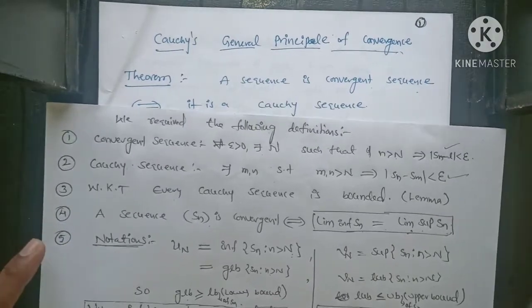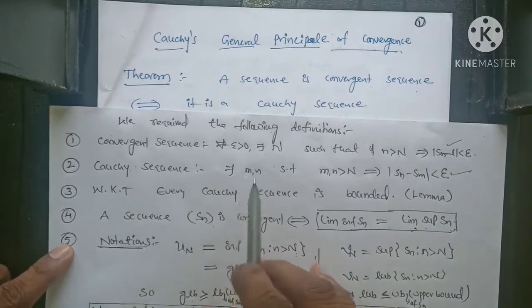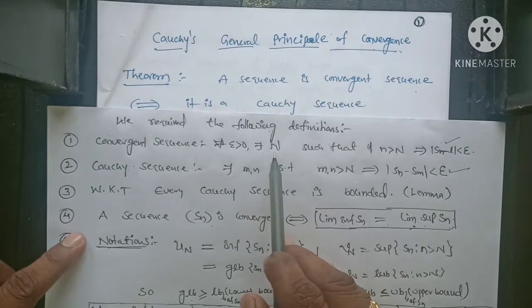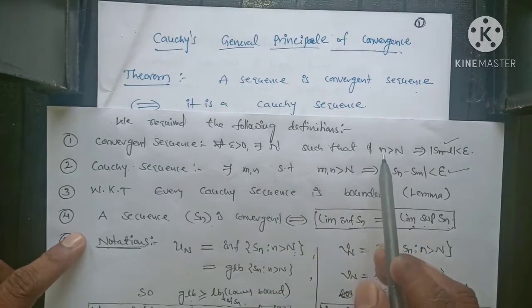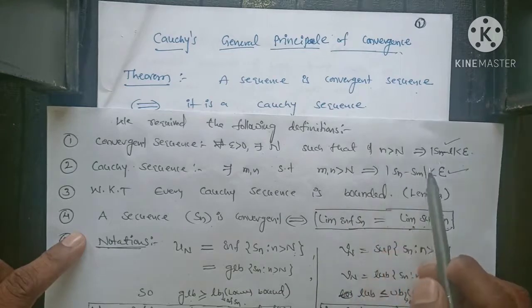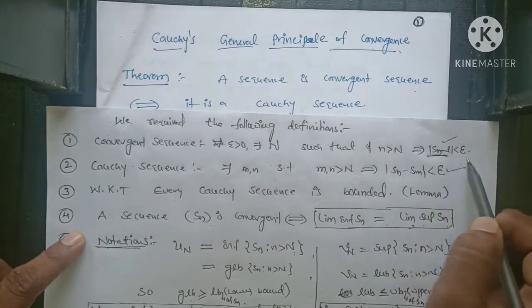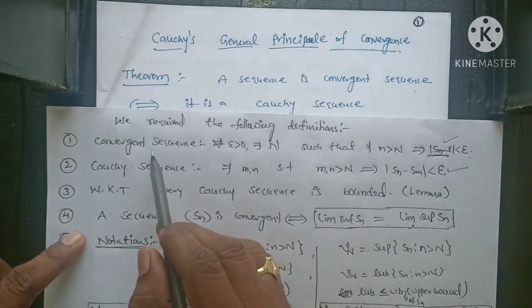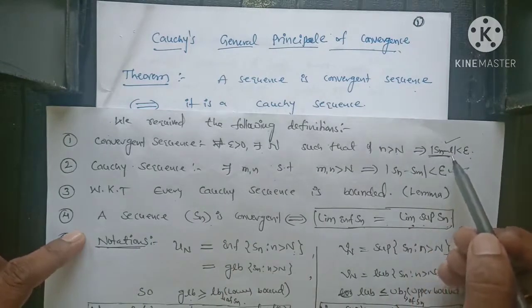We require the following. What is a convergent sequence? For each epsilon greater than 0, there exists a number capital N, just a number, not a natural number, such that n greater than capital N implies mod Sn minus L less than epsilon. That L is called the limit of the convergent sequence. The sequence is said to converge to the limit L.